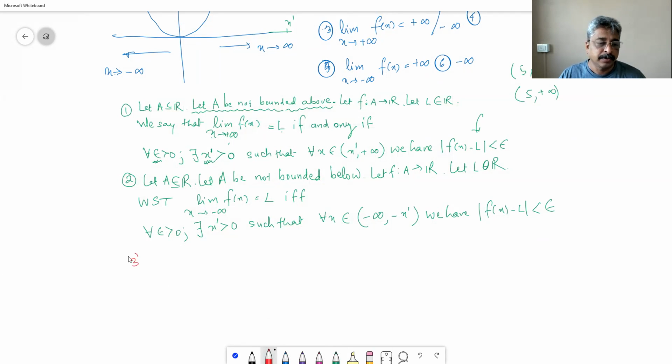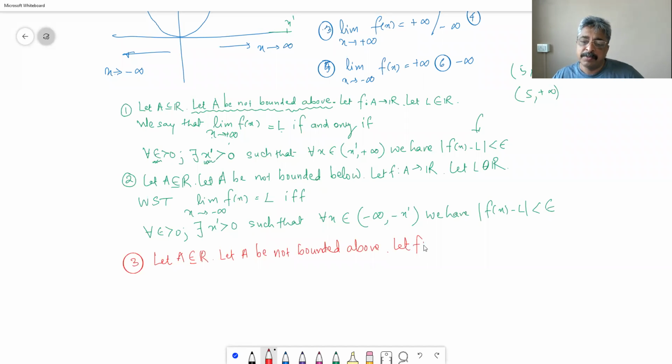The prerequisite, the change will be bounded below. Everything else will remain same. Now for every epsilon greater than 0, there exists x dash greater than 0 such that for every x belonging to minus infinity to minus x dash, we have... okay, this is our first and second.